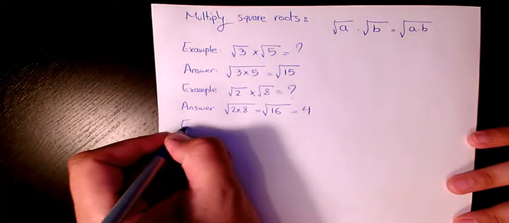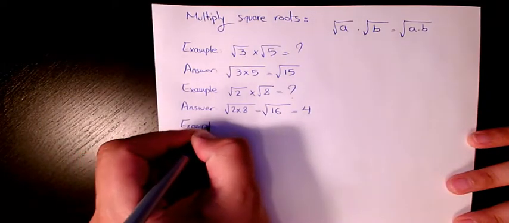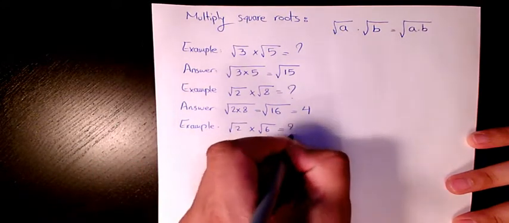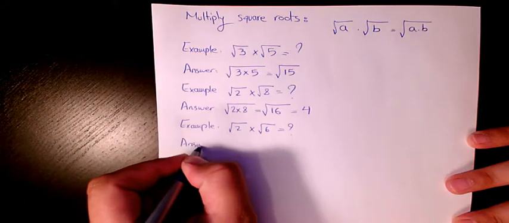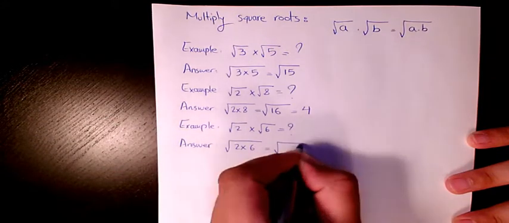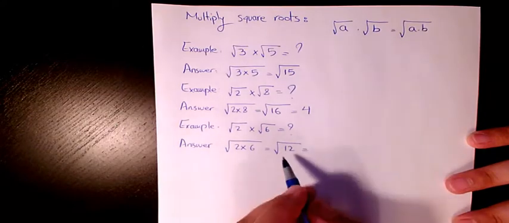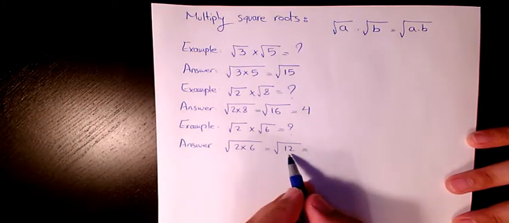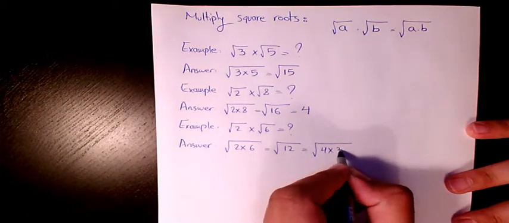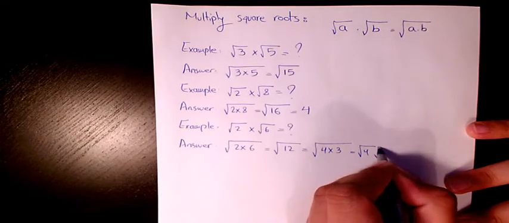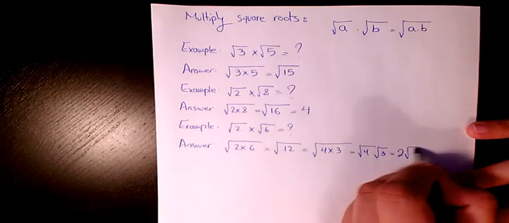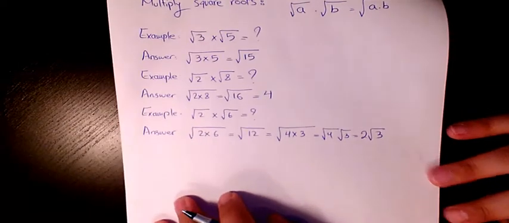Now, example, square root of 2 times square root of 6, the answer will be square root of 2 times 6, which is going to be square root of 12. And then we need to simplify that one. Square root of 12, as we know, is square root of 4 times 3, which is square root of 4 times square root of 3. And we know the square root of 4 is 2, so the answer will be 2 root 3.